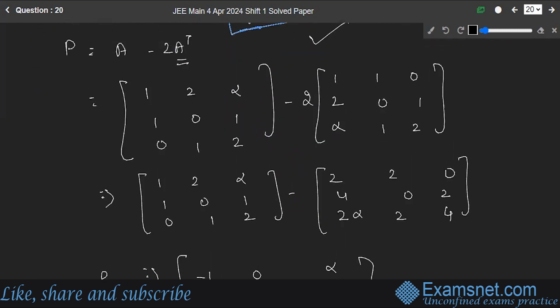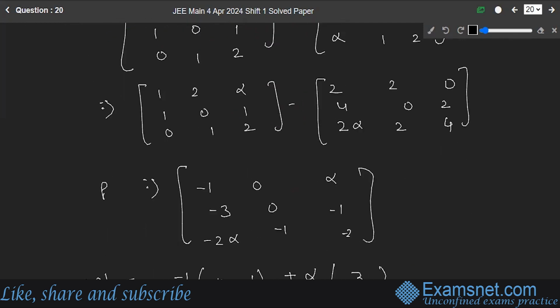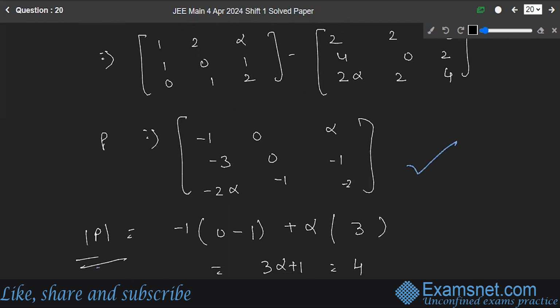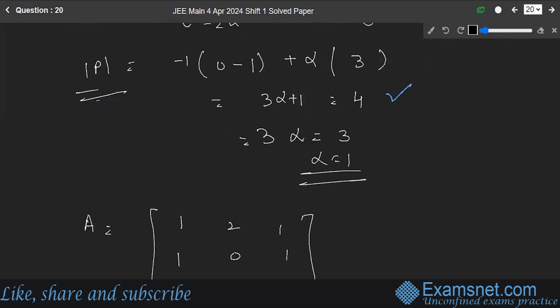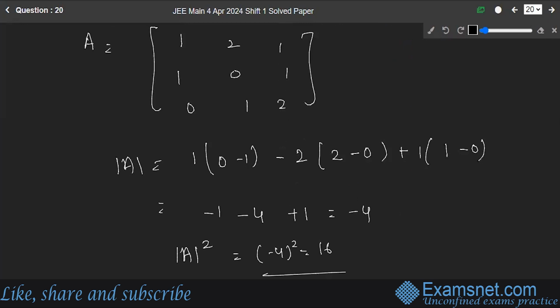You had the P matrix. I solved, P matrix was given by this. So I solved and the P matrix came out to be this. The determinant of P is equal to 4. And that's it. I got the alpha value from here, which I filled in the A matrix to get the A matrix. So determinant of A is equal to 16. Rest all are the calculations only. Option C is the right answer to the question. Hope you're clear with this.